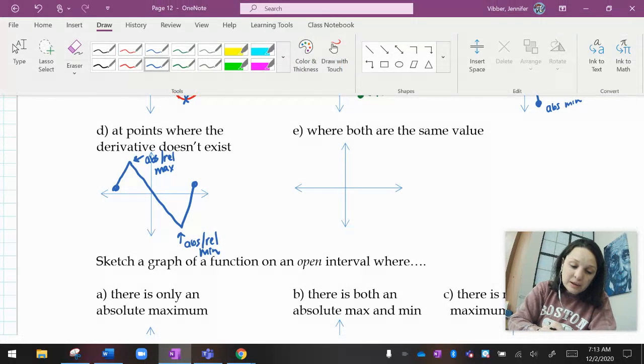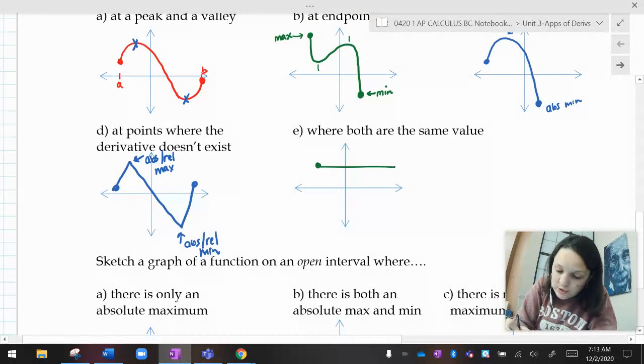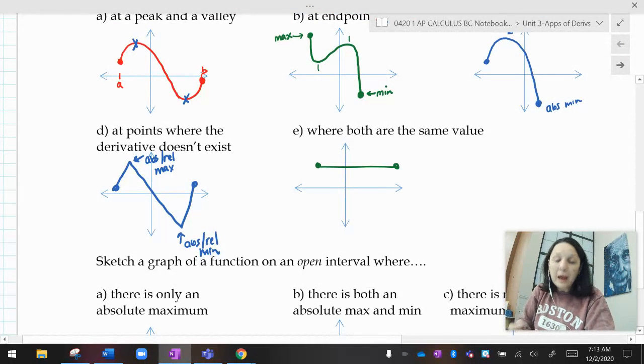And then last but not least, technically, if I had just y equals 6, my absolute max and my absolute min are both the same y value, which is 6. The highest point it gets to is 6. The lowest point it gets to is 6.